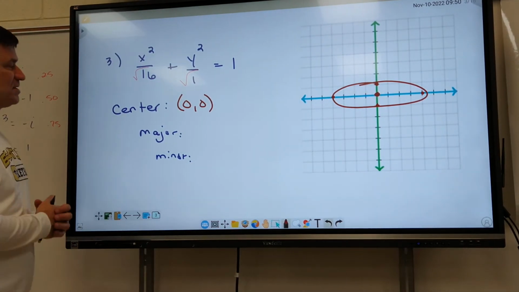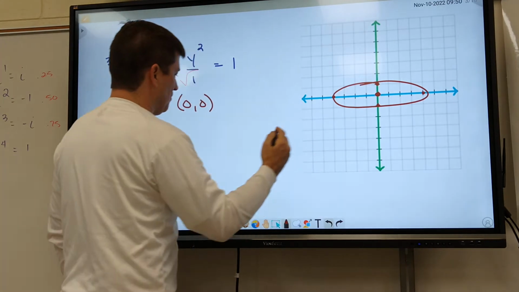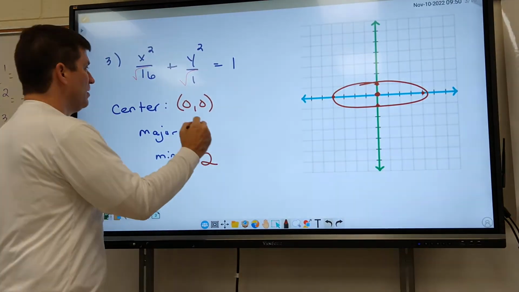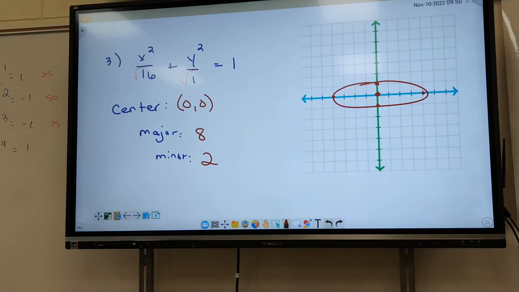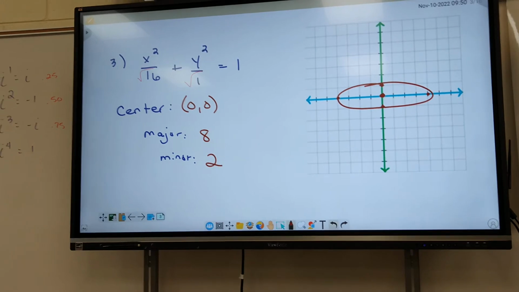All right, so Hannah, it's easy to count the major and minor. Find the length of the major axis. The longer one is the major. That's 8 if you count it. The minor one is the shorter one, 1, 2 if you count it. That's how you do 3, 4, and 5. We did go over this. Really the stuff we did yesterday.